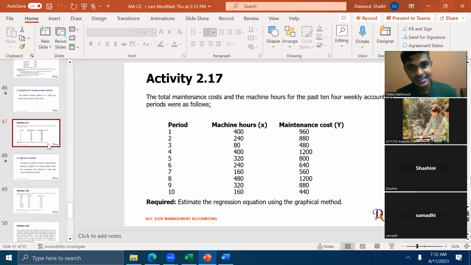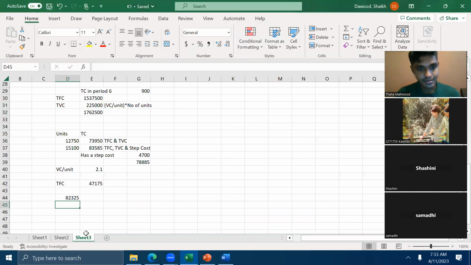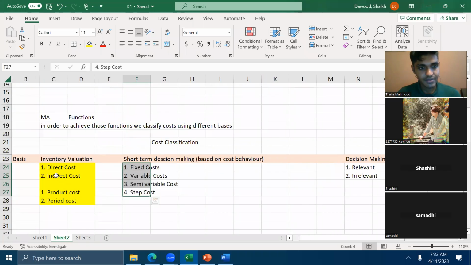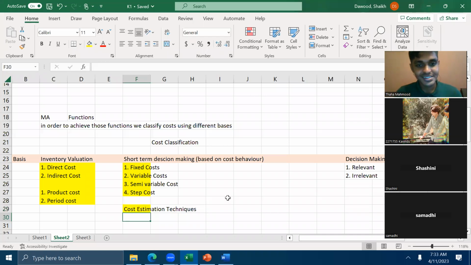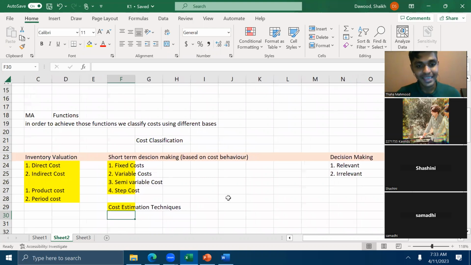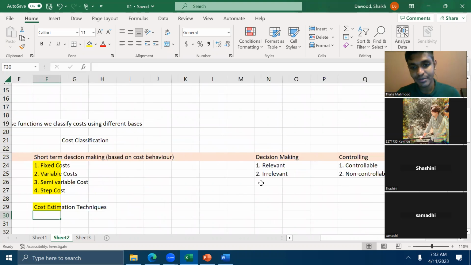Yes, so to get back to where we are, we have completed this. Now we have completed another area with regards to this, which is cost estimation. If you all have any questions, you can raise them afterwards. In another 2-3 minutes, we can start cost classification for decision making.